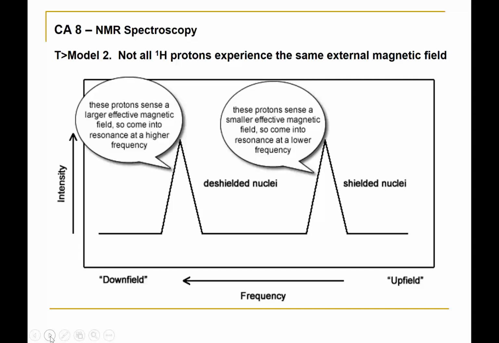We call that flipping, in a sense, to come into resonance. By contrast, the protons that are found downfield sense a larger effective magnetic field. So it's always the same external magnetic field, but these protons are what we refer to as being somewhat de-shielded. Somehow they sense a larger effective magnetic field. Therefore, a larger energy will be required for that flip from the alpha spin state to the beta spin state. Now we'll come back to this diagram in a minute.